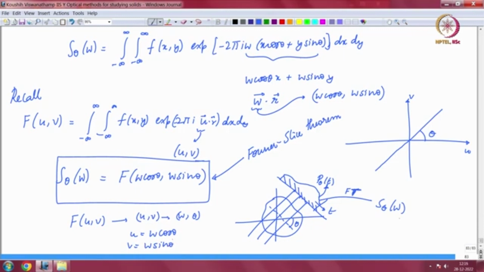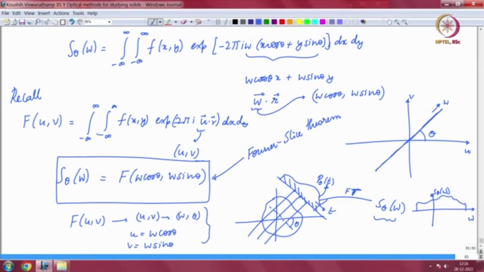So, this function s theta of w, this is w and this is s theta of w, is basically giving you the value of the 2D Fourier transform along this ray. This is your w direction, w is like r, remember, keep this polar coordinate transformation in mind. So, you get one slice of the 2D Fourier transform from a single projection.